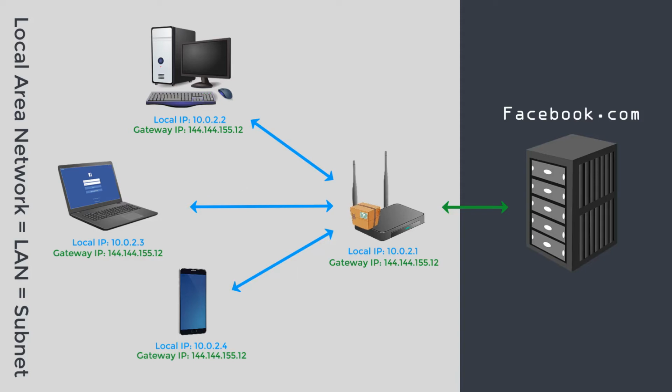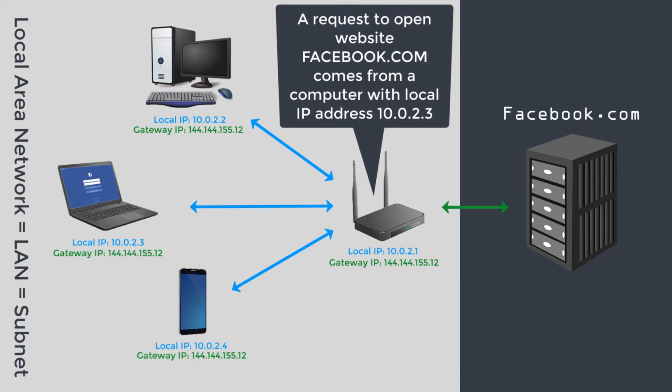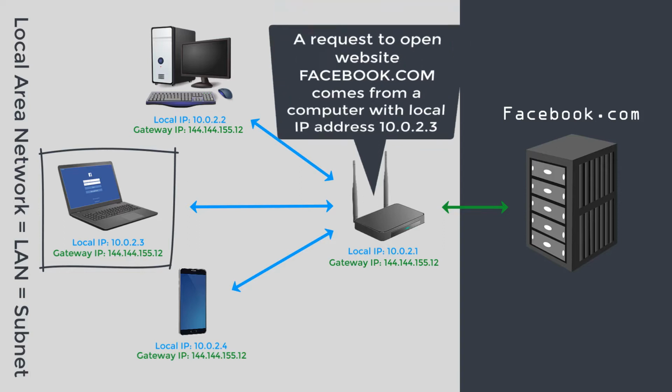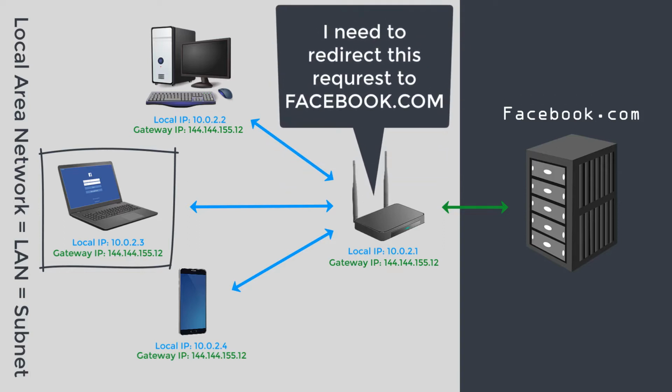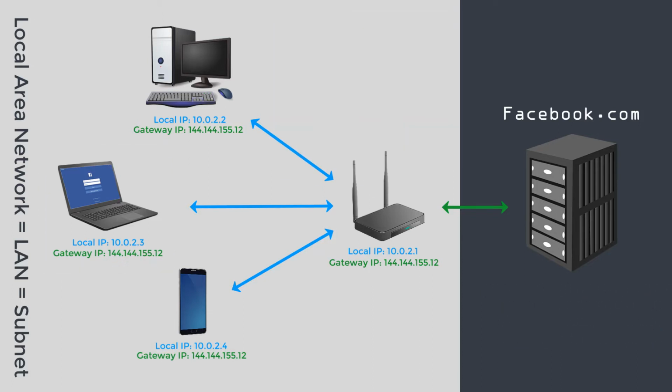Firstly, they go to your router. The router analyzes these packets and says, okay, so a request to open facebook.com comes from a computer with IP address 10.0.2.3. I need to redirect the request to facebook.com now. Just in case you didn't know, facebook.com is actually an IP address. A special service called DNS translates Facebook's IP address to facebook.com. We will elaborate on this when the necessity comes. For now, let's just follow the data packets.